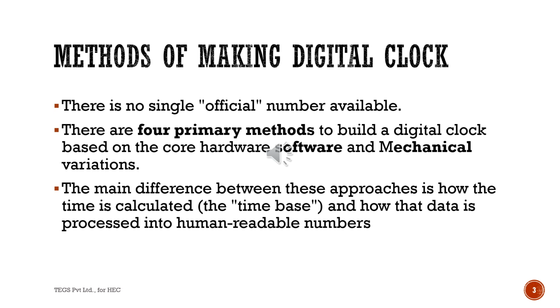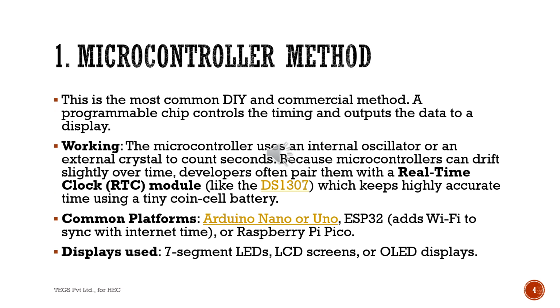There is no single official number available. There are 4 primary methods to build a digital clock based on the core hardware, software, and mechanical variation. The main difference between these approaches is how the time is calculated and how that data is processed to human-readable numbers. 1. Microcontroller method.